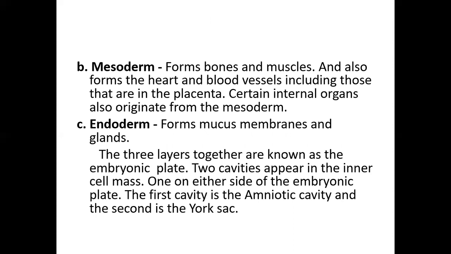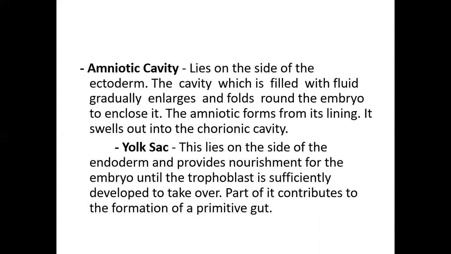Okay, 2 cavities appear in the inner cell mass. One is on either side of the embryonic plate. The first cavity is the amniotic cavity, and the second is what is known as the yolk sac. Okay, let's start with the amniotic cavity.